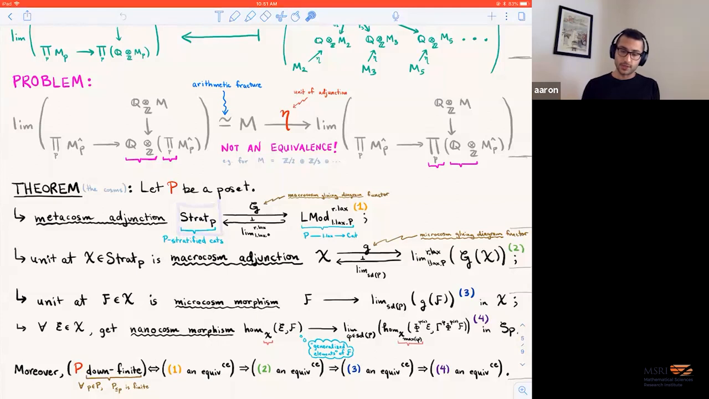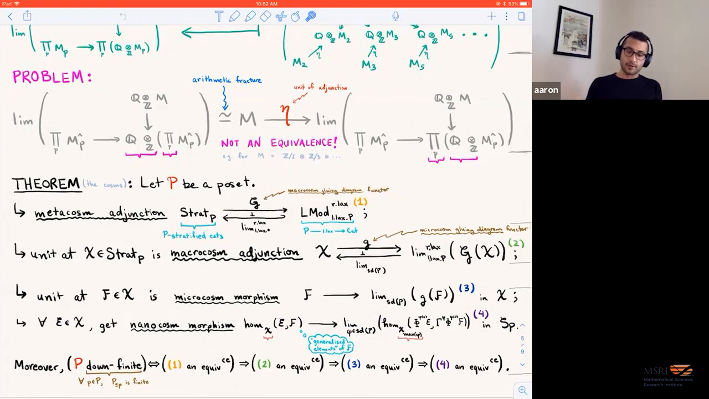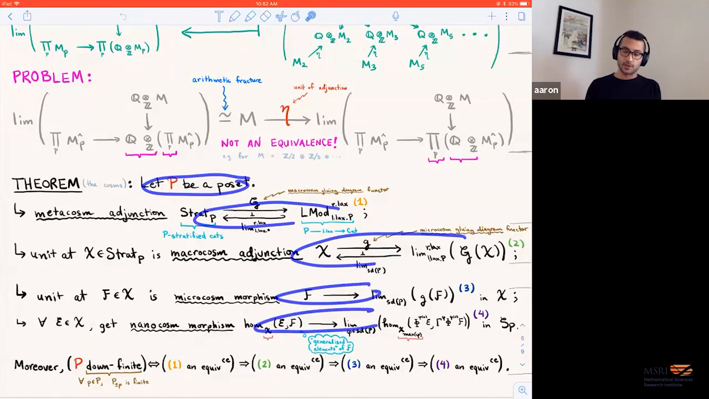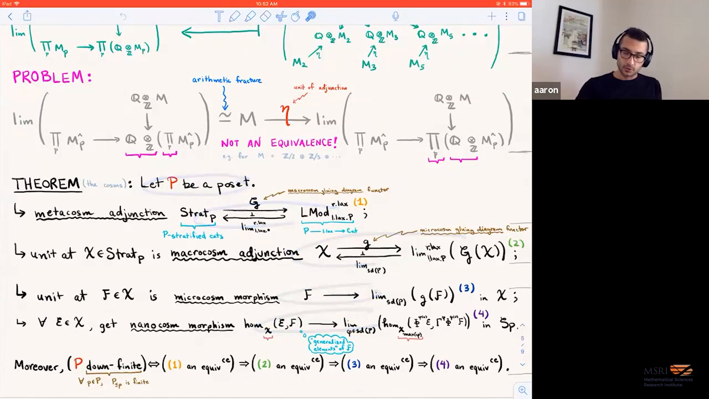Of course, what I've just said is that this functor is also an equivalence. And in turn, that means that all of its unit maps are equivalences, which in turn means that whenever you hom into that, you also get an equivalence. So the implications are that a down finite poset implies that this is an equivalence, implies that this is an equivalence, implies that this is an equivalence. And in fact, this one is reversible. The metacosm adjunction is an equivalence if and only if the poset is down finite.